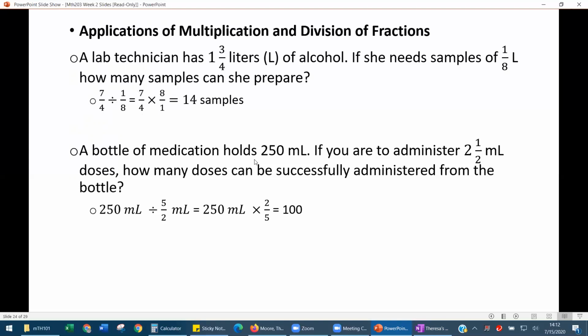If a bottle of medication holds 250 milliliters, and you have to administer 2.5 milliliter doses, how many doses can you get out of that bottle? Again, we're making smaller portions from a larger portion, so we're dividing. 250 divided by 2.5 becomes 5 halves. So we change it to a multiplication of the reciprocal. 250 times 2 over 5. 5 goes into 5 once, 5 goes into 250 50 times. So you have 50 times 2, which is 100.